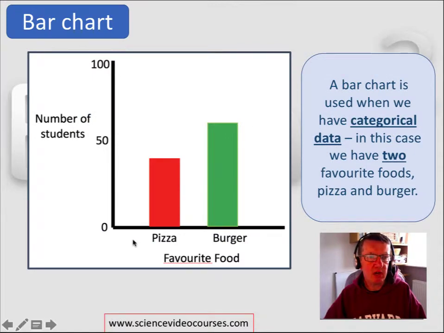Okay, now here we've got some data. A bar chart is used when we have what's called categorical data, which you can fit into categories. So in this case we have two favourite foods. They fit into two categories, pizza and burger. We've got the number of students: about 40 students prefer pizza and about 60 prefer burger. Those are distinct categories, there's nothing in between. They either like pizza or burger.